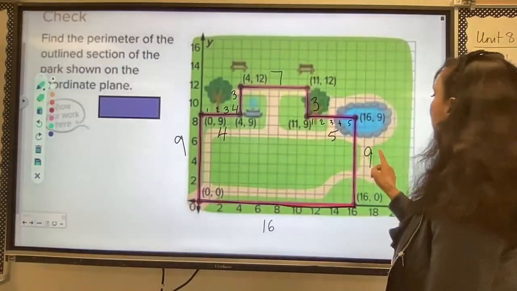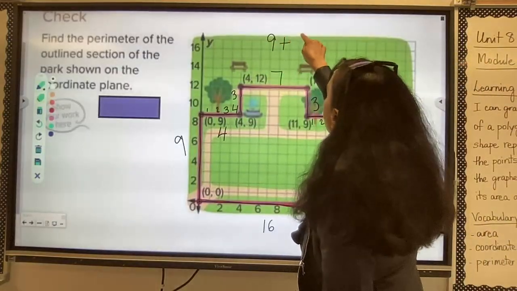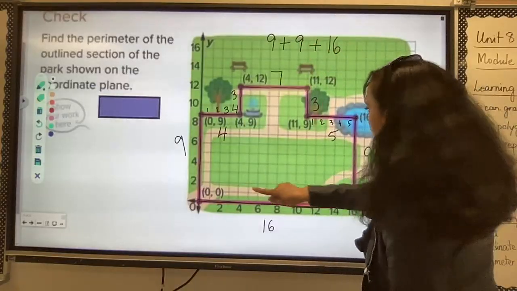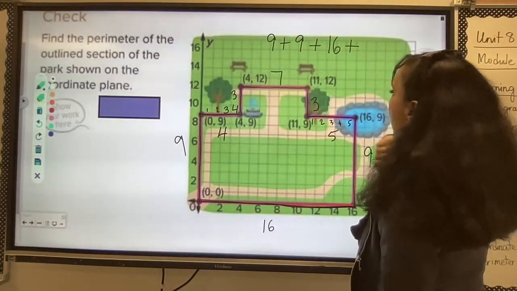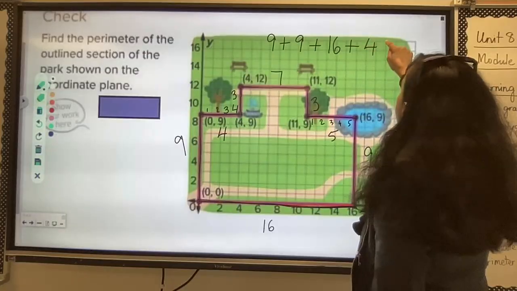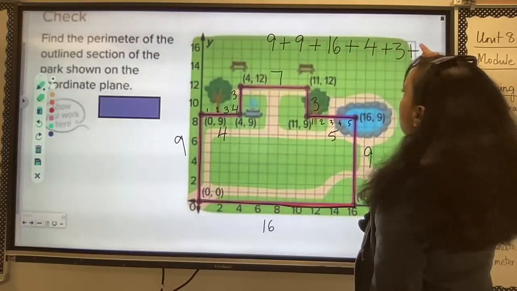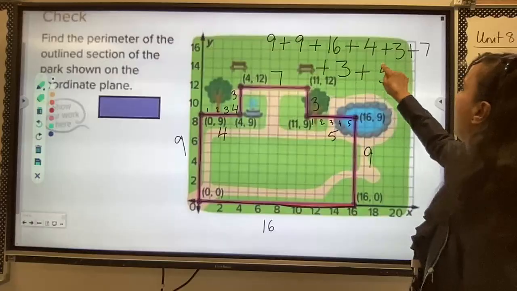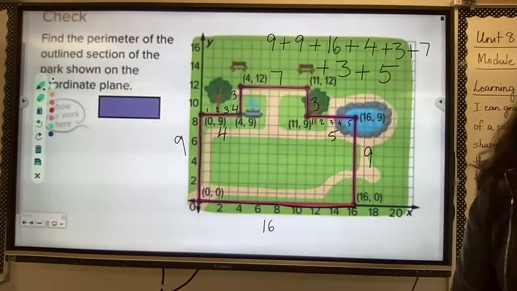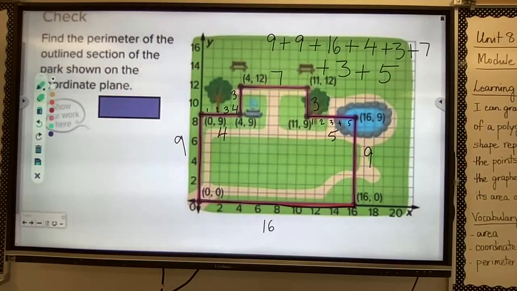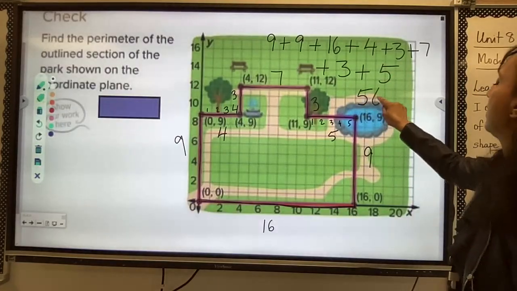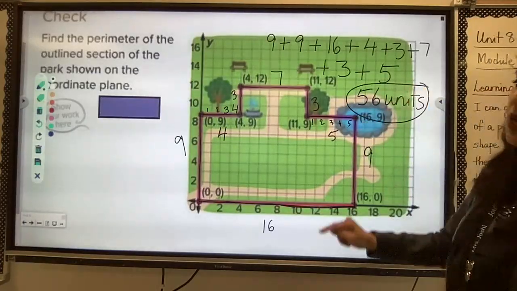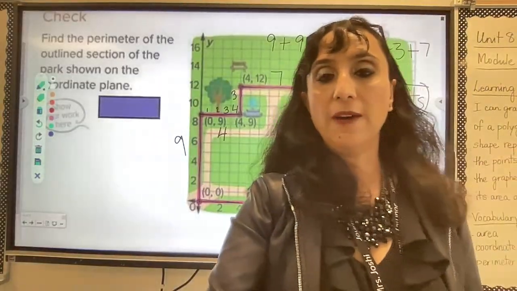I have the 9 plus 9, which is 18. Then I have plus 16. Plus I have the 4 plus 3 plus 7 plus 3 plus 5. So when I add it all up, I'm going to get 56 units, which is the perimeter of this park.